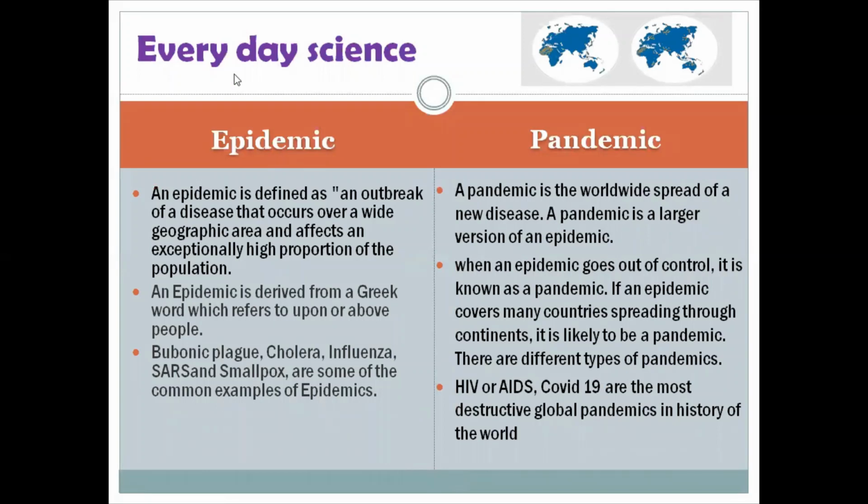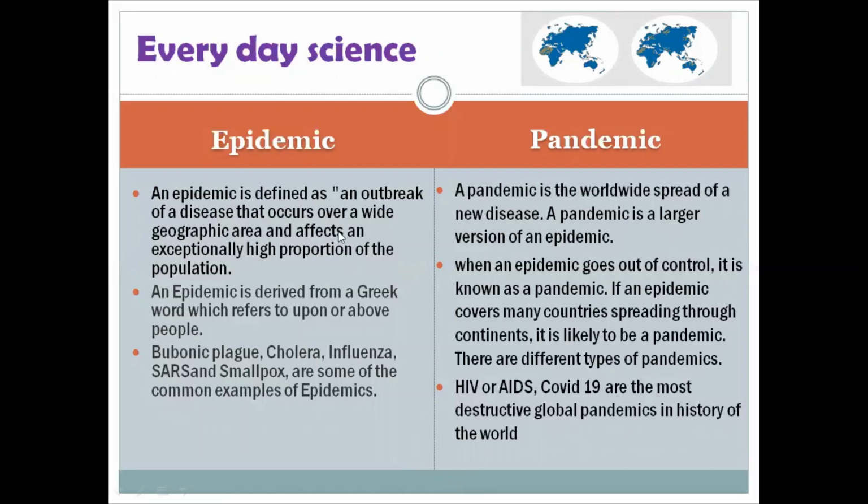We have other terms, epidemic and pandemic. You might be well aware of these two terms because nowadays the world is going through a very deadly disease, the virus called COVID-19. An epidemic is defined as an outbreak of a disease that occurs over a wide geographical area and affects an exceptionally high portion of the population. While a pandemic is a worldwide spread of a new disease, a pandemic is a larger version of an epidemic.